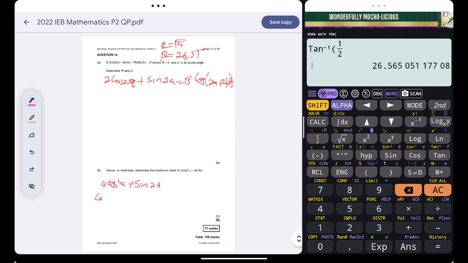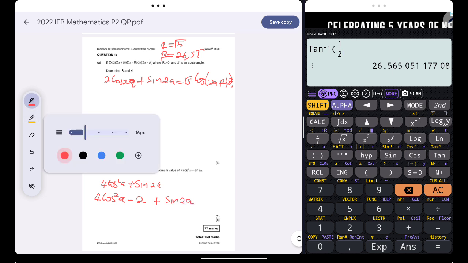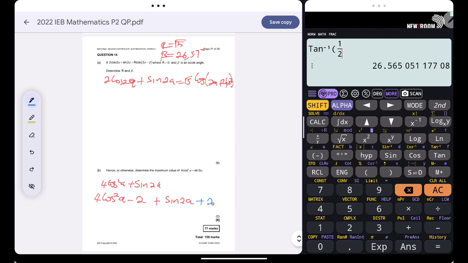If I can say 4 cos squared A minus 2 plus sine 2A plus 2, there's nothing I've changed here. Why? Because let me write both of them in blue just to show you. I've just added 0. There's nothing I've changed here. Are you together? But I know that this thing is equal to this one. How so?